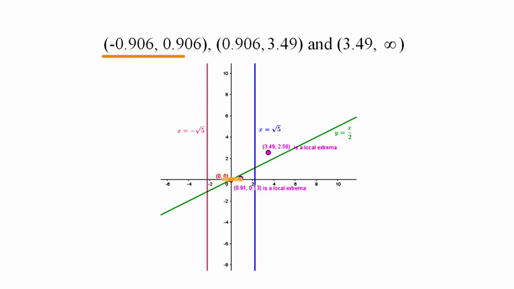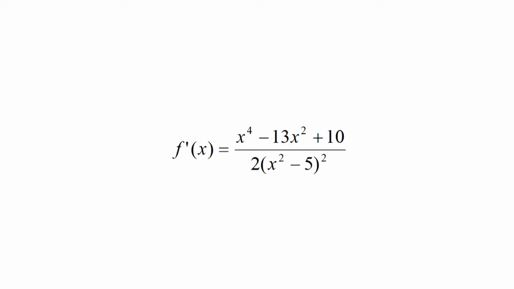Let us now analyze the rise and fall of the curve in the open intervals minus 0.906 to 0.906, 0.906 to 3.49 and 3.49 to infinity. We have f dash of x is equal to (x to the power 4 minus 13 x square plus 10) whole divided by 2 times (x square minus 5) whole square. This function is continuous for all x not equal to plus or minus root 5, and the derivative is 0 at x is equal to plus or minus 0.906 and plus or minus 3.49.